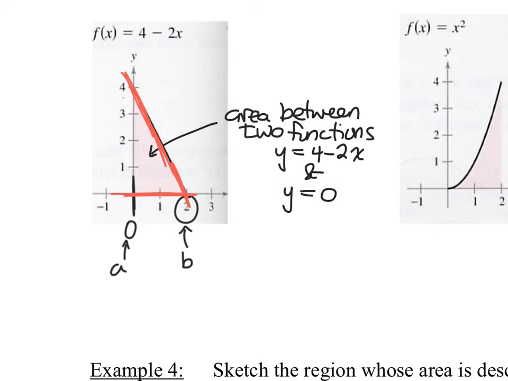All right, so you have an upper function and a lower function physically. One is actually higher up vertically than the other one. So that's our upper function. The lower function is then subtracted from the upper function. But in this case, subtracting 0 from 4 minus 2x doesn't amount to anything. So if I did 4 minus 2x minus 0, the result would be 4 minus 2x. That's the integrand.